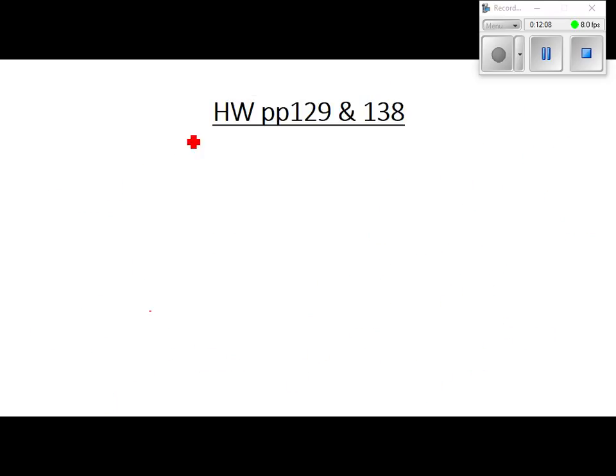On page 129, 138, books open, questions, problems you want to see off of 129 or 138? Or 135, sorry. Why not put 138 in there? I'm just all messed up today, aren't I? 135, 129, 135. Number 7 on 135? 135, number 7. Yep.